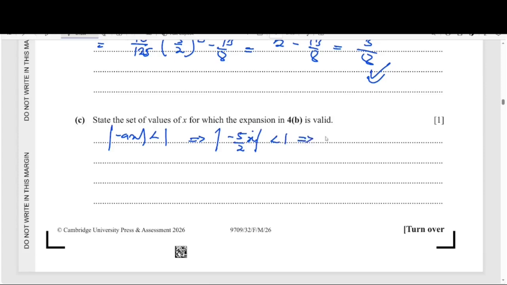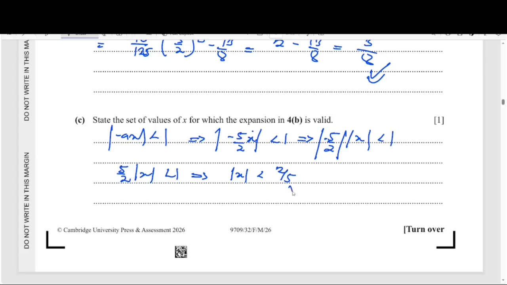And as a rule, we can factor out the 5 over 2. Or better still, it becomes 5 over 2 negative here, and then x less than 1. And because it is a modulus, 5 over 2 becomes positive. In other words, you have 5 over 2 modulus of x is less than 1. We solve this and then you multiply through by 2 over 5. And you have the modulus of x is less than 2 over 5.